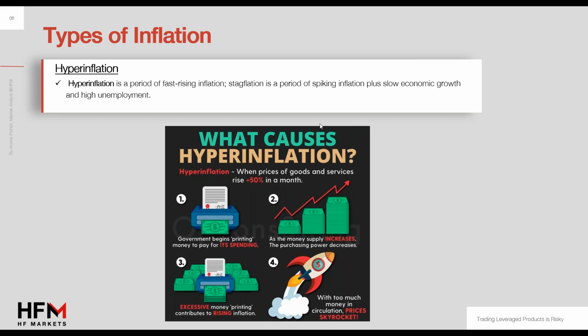So what causes hyperinflation? Government increases the amount of money in the economy. The money supply increases so that the purchasing power decreases. This excessive money in the economy contributes to rising inflation. With too much money in circulation, prices skyrocket.